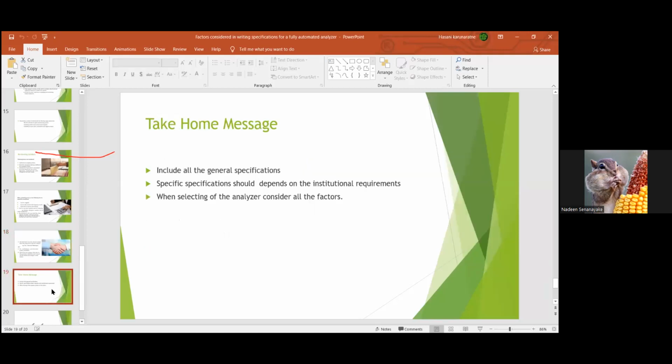The take-home message that I want to give you is that we may need to include all the general specifications such as the power, humidity, and those things. And specific specifications should depend on the institutional requirements, and may differ from what I have written earlier, because it depends on the institutional requirements. And when selecting the analyzer, we have to consider all the factors, not only the cost.